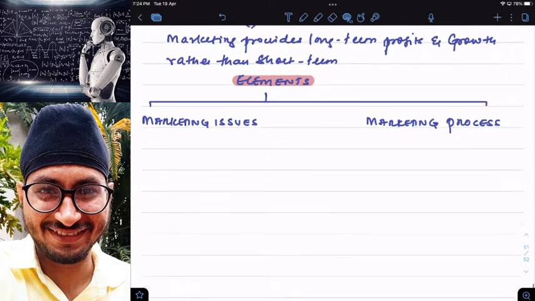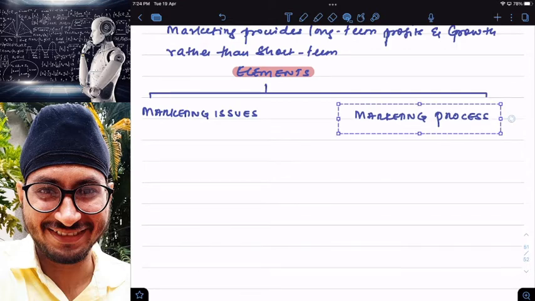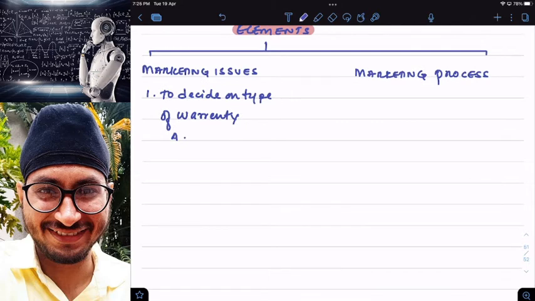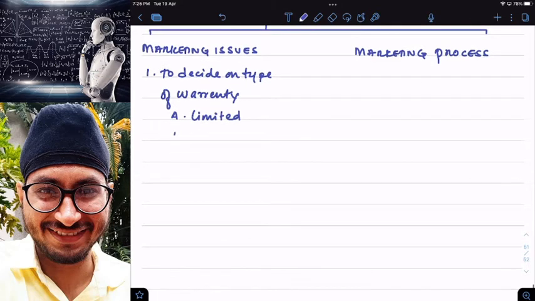What are those? Example number one, sir. Clear? Example number one. To decide on type of warranty. Clear? To decide on type of warranty. See, warranty can be of two types. It can be limited warranty or it can be full warranty.